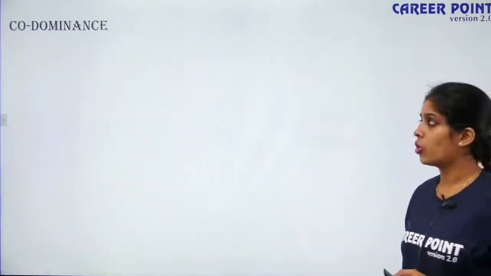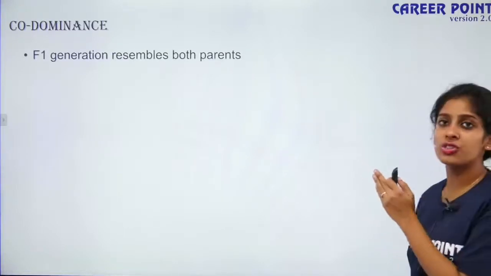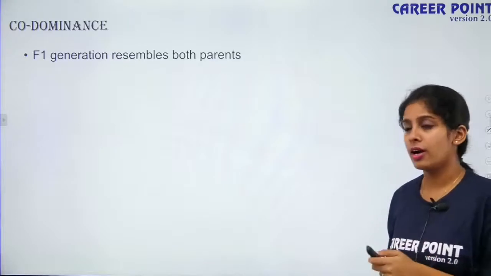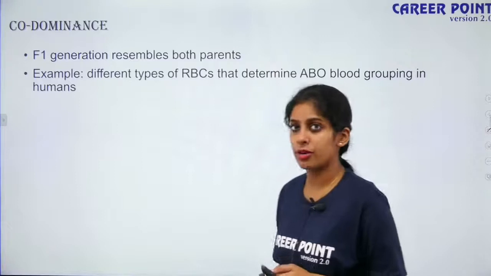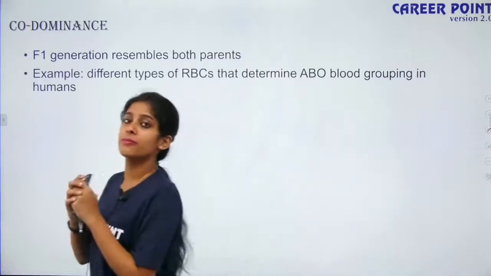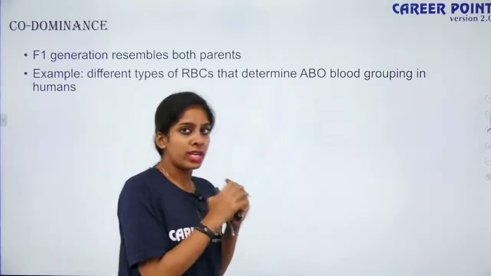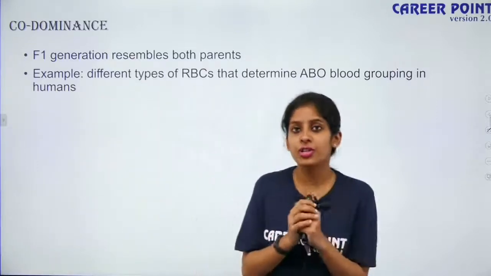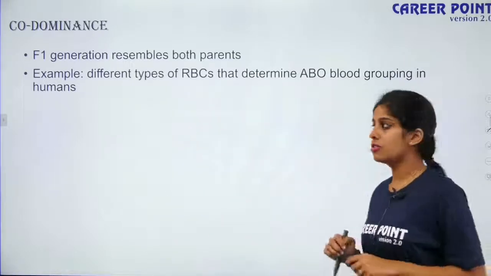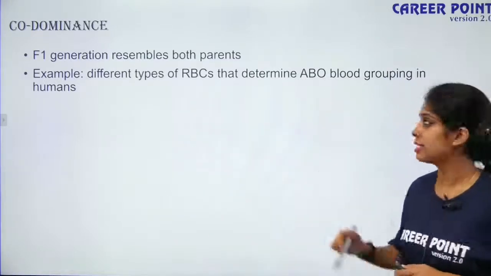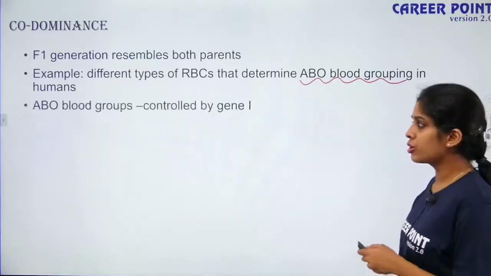Next is the term codominance. What does codominance mean? The F1 generation resembles both the parents. In the case of Mendel's monohybrid cross, the F1 generation did not resemble both the parents. It only resembled one of the parents. So in the case of codominance, your F1 generation will resemble both of your parents. One example that we are going to talk about today is the different types of RBCs that determine your ABO blood grouping in humans. You would have also heard about this.